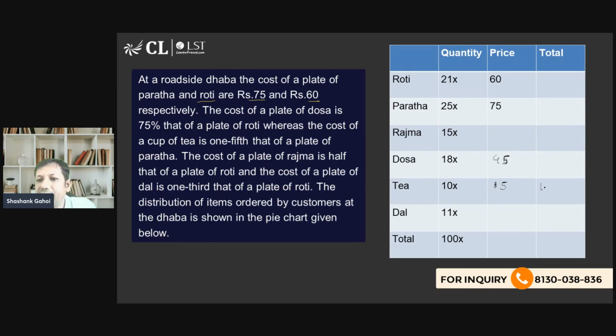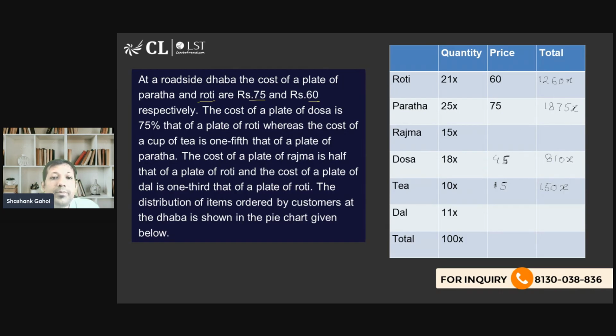So I can say that the total cost is going to be 150x. It is going to be 18 into 45, 720 plus 90, that is going to be 810x. Then for roti, 21 into 60: 20 into 60 is 1200, so it is going to be 1260x. And for paratha, 75 into 20 is 1500, and 75 into 5 is 375, so it is going to be 1875x. So I'm just writing down all the total expenses or total revenue generated by the shop or dhaba.